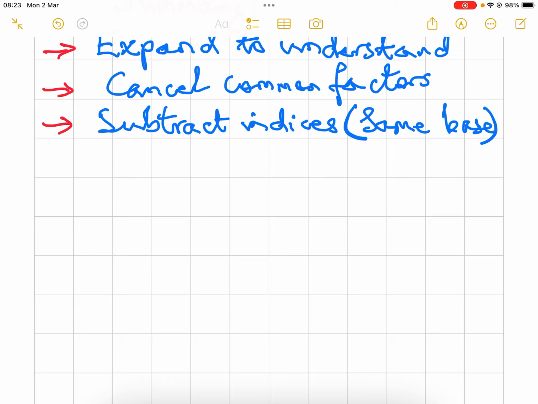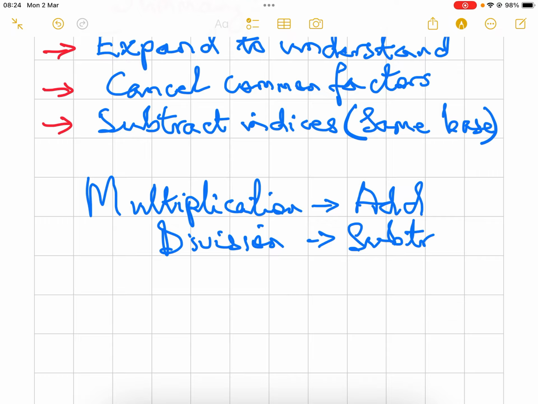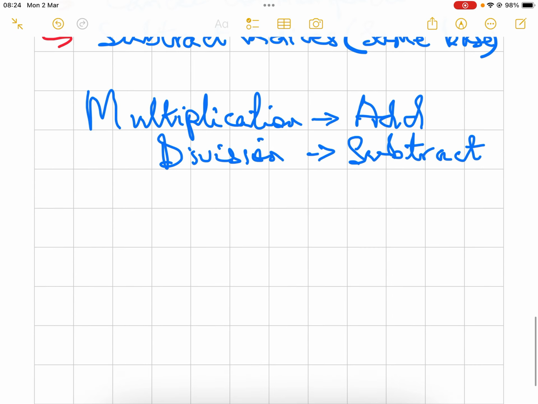And finally, when you multiply indices, add the powers. Division, subtract the powers.